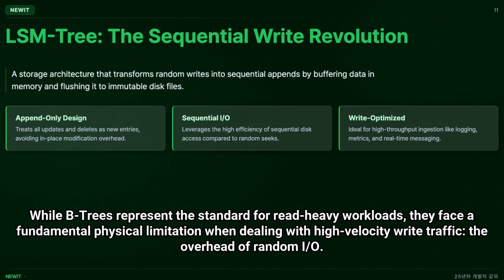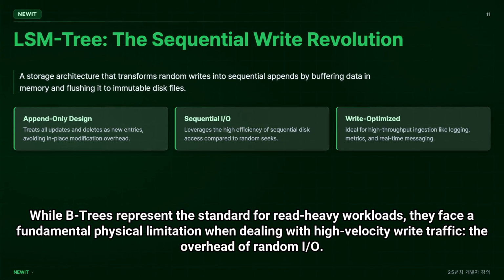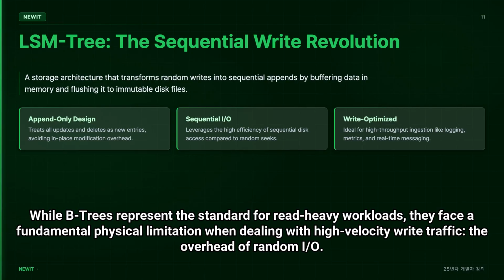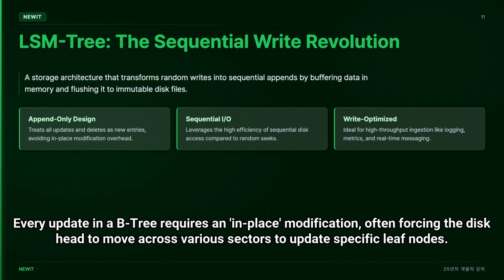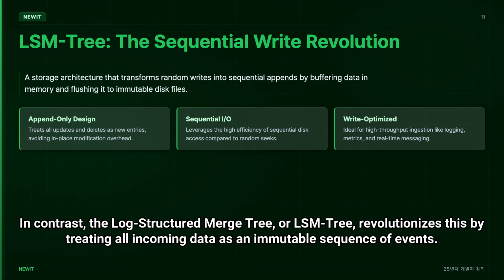While B-trees represent the standard for read-heavy workloads, they face a fundamental physical limitation when dealing with high-velocity write traffic: the overhead of random I/O. Every update in a B-tree requires an in-place modification, often forcing the disk head to move across various sectors to update specific leaf nodes.